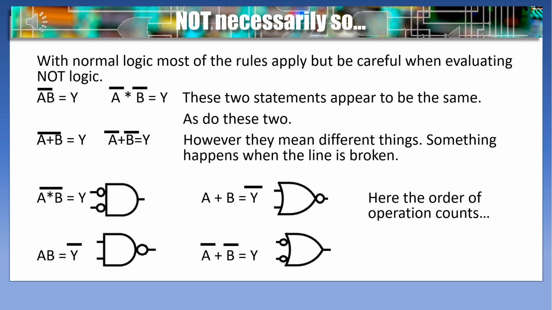Something happens when the line is broken. Looking at A and B not equals Y logic gate, the inverters are before the decision point. That is, the inputs are inverted. Whereas A and B equals Y not, it means the outcome is inverted. With the Boolean expression A or B equals Y not, the output is inverted, whereas A not or B not, the inputs are inverted. Clearly, the order of operation counts.